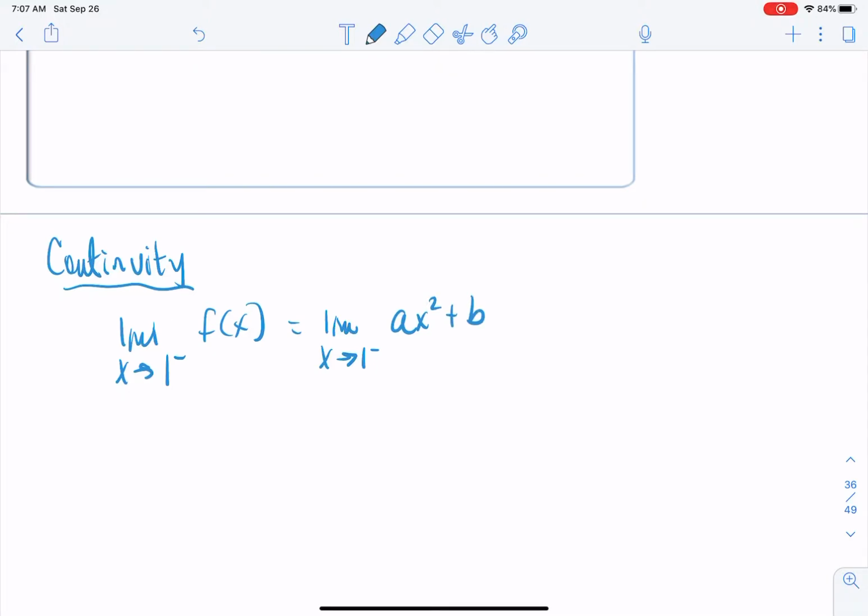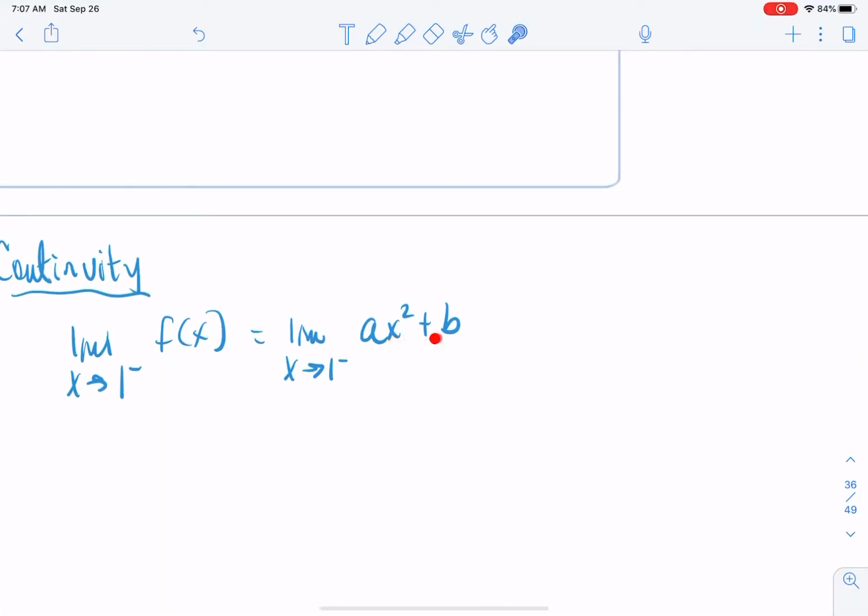Well, ax squared plus b is quadratic. Quadratic's polynomial. Polynomials are continuous everywhere. If they're continuous everywhere, then that means the value of the limit here is the same thing as the value of the function. You just plug it in. That's just what it means. It just means you plug in 1. 1 squared is 1. I'm going to have a plus b.